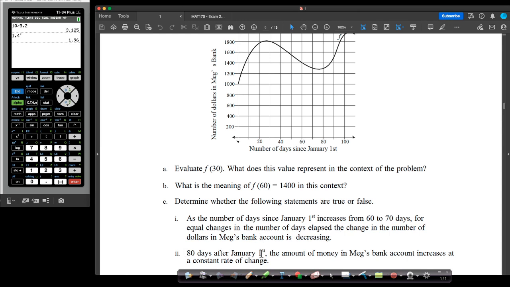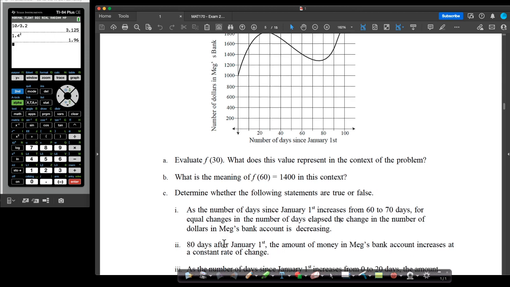80 days after January 1st, the amount of money in Meg's bank account increases at a constant rate of change. So after 80 days, is this a constant rate of change? No, it's not a straight line. I'd say that was false. There are areas where it almost looks like a straight line, but not always. So no, that's a false statement.